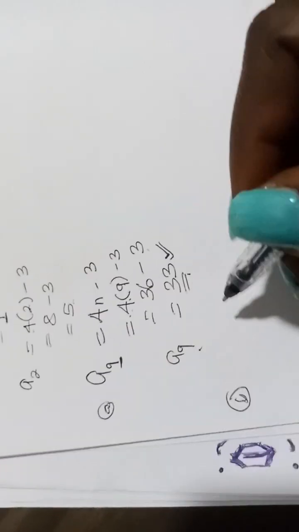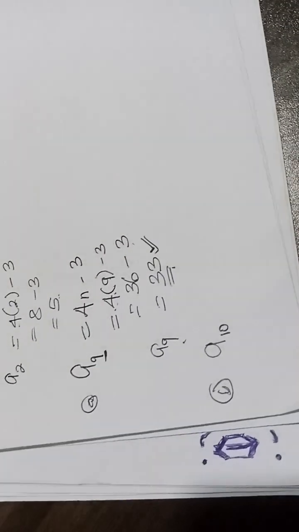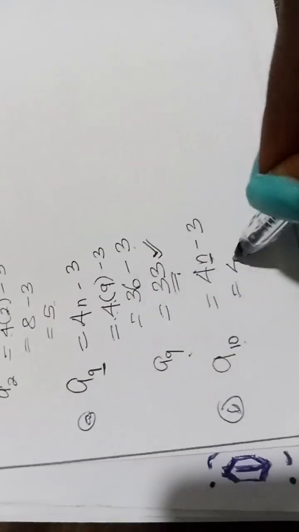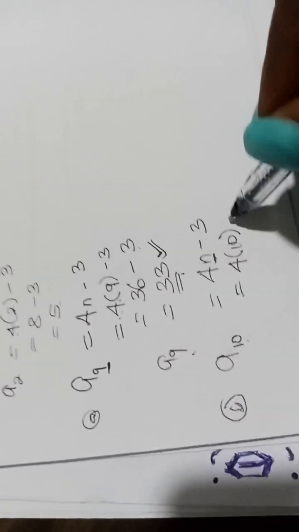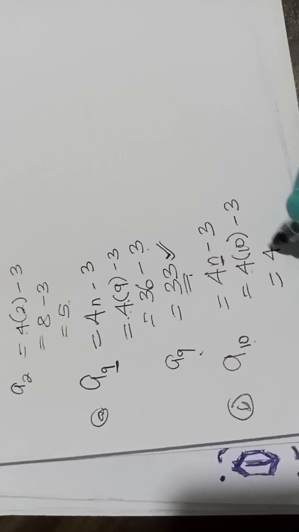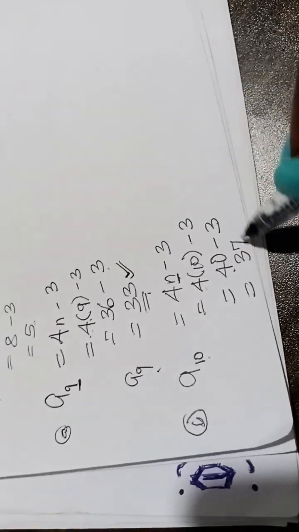Then we are also asked to find the 10th term. So the 10th term is going to be a subscript 10 equal to 4n minus 3. Where we see n, we are going to put 10. So this is going to be 4 into 10 minus 3. And this is going to be 4 times 10. That gives us 40, minus 3. And 40 minus 3 will give us 37.